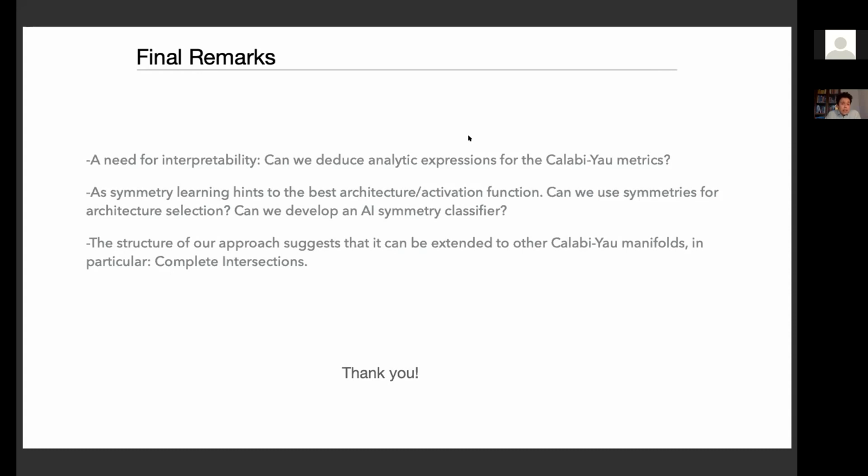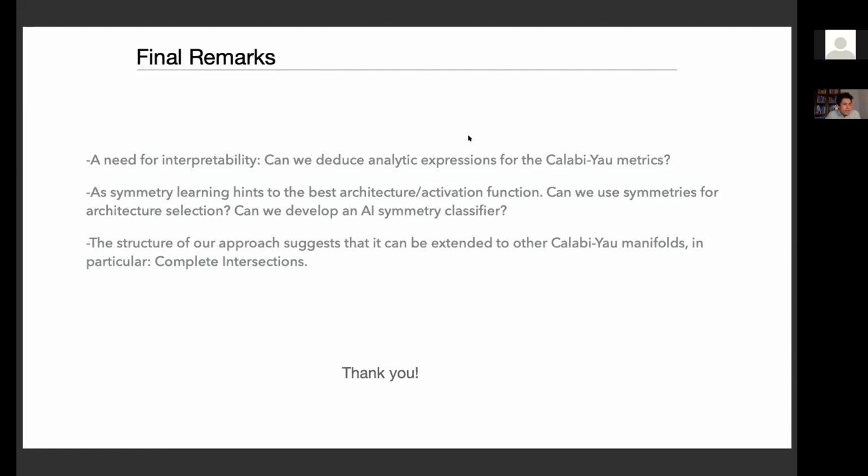Symmetry hints at what the best architecture, the best activation function could be, and maybe there is a chance for us to use symmetries for architecture selection, for instance, or to construct improved loss functions. And since there are symmetries in many Calabi-Yaus, one question that arises also is if we can develop an AI symmetry classifier.